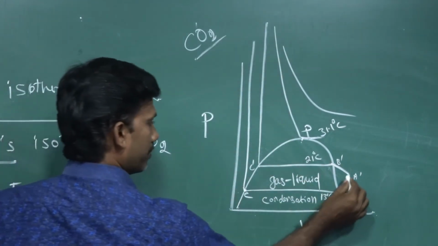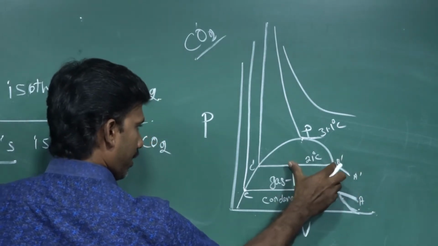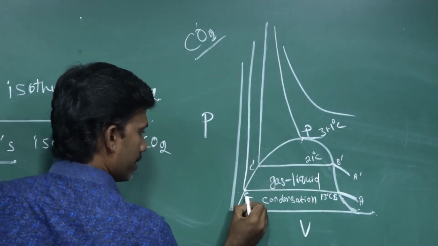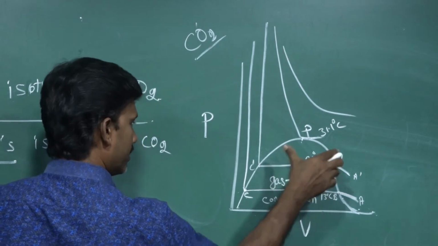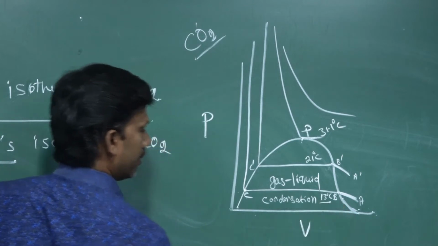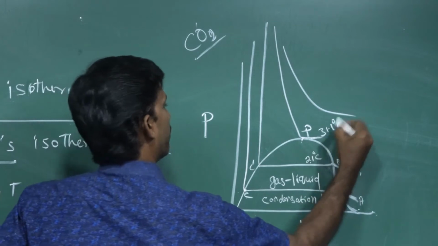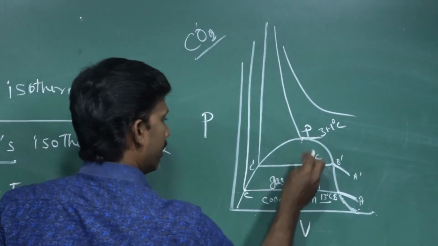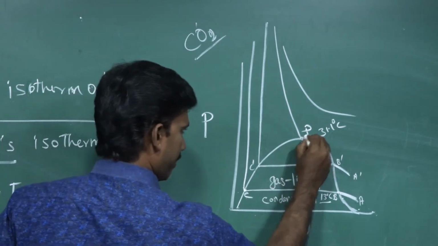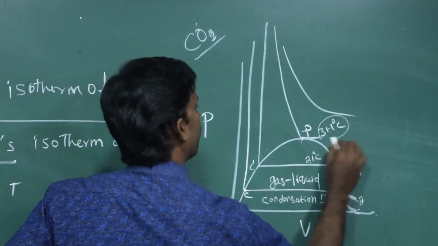In the successive isotherm, A dash to B dash is like this, then B dash to C dash, the area is reduced. The same condensation region B to C is reduced with the temperature variation, here 13 degrees Celsius, here 21 degrees Celsius. After that, at 31.1 degrees Celsius, at a certain point, the condensation region becomes 0. At the point P, the condensation region is 0, and the temperature is 31.1 degrees Celsius.